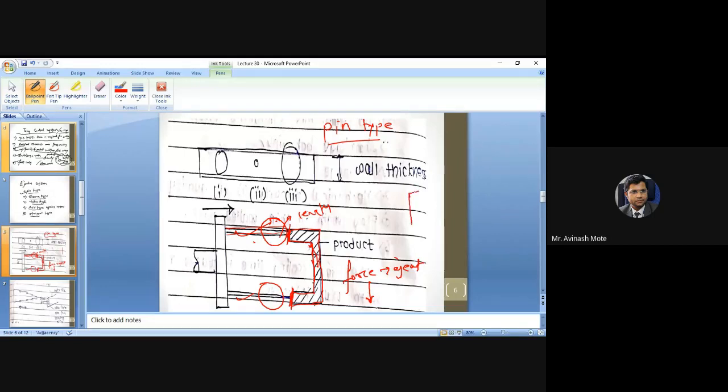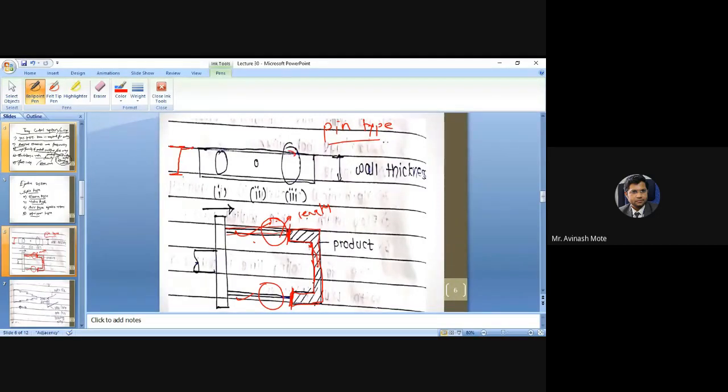Because this is the surface. If we try to centralize the entire force at one location, this pin will try to pierce inside this surface. So try to manage the forces applied. In this case, the pressure will be distributed properly at these two locations. So piercing will not be there, and we can easily eject the product out of the mold cavity, right?